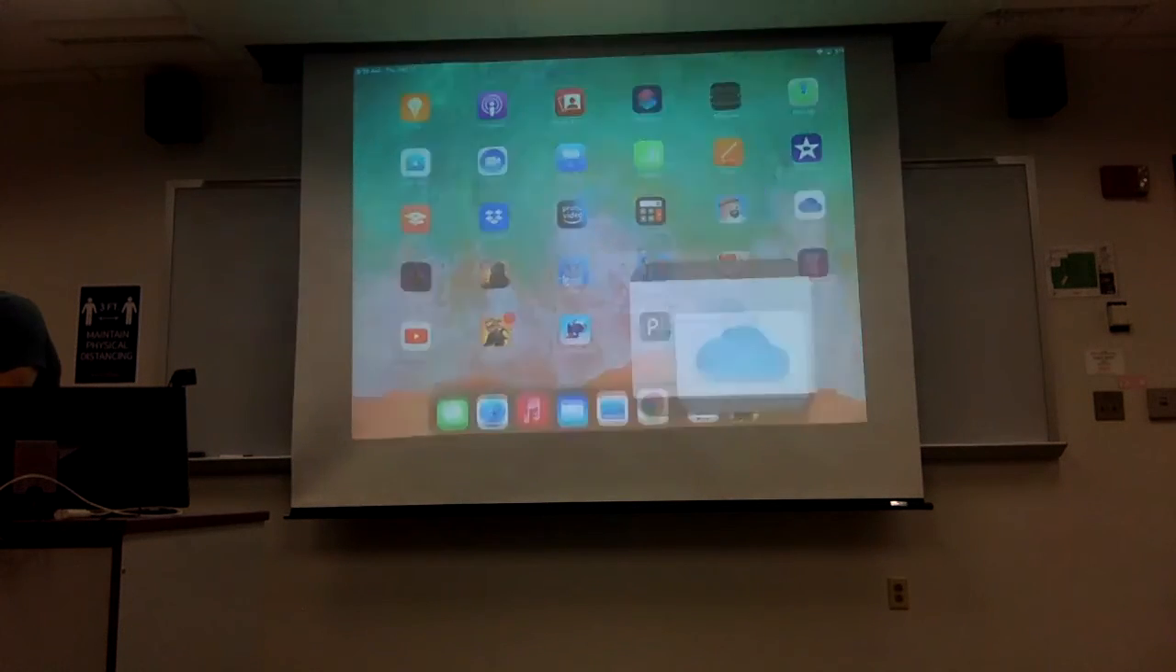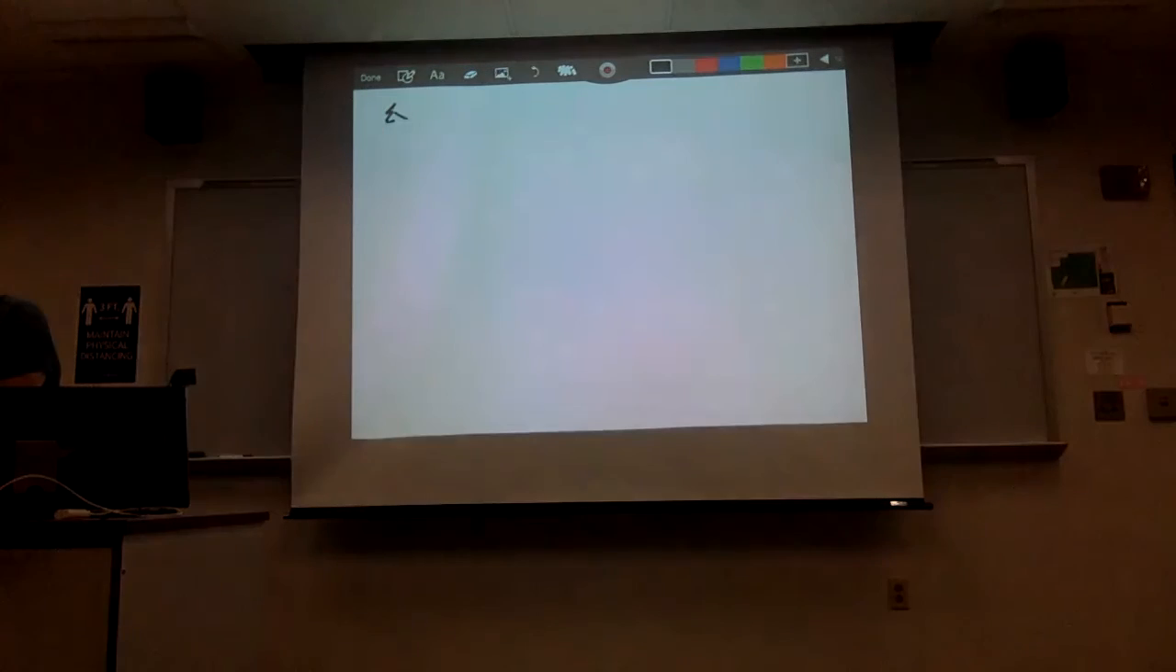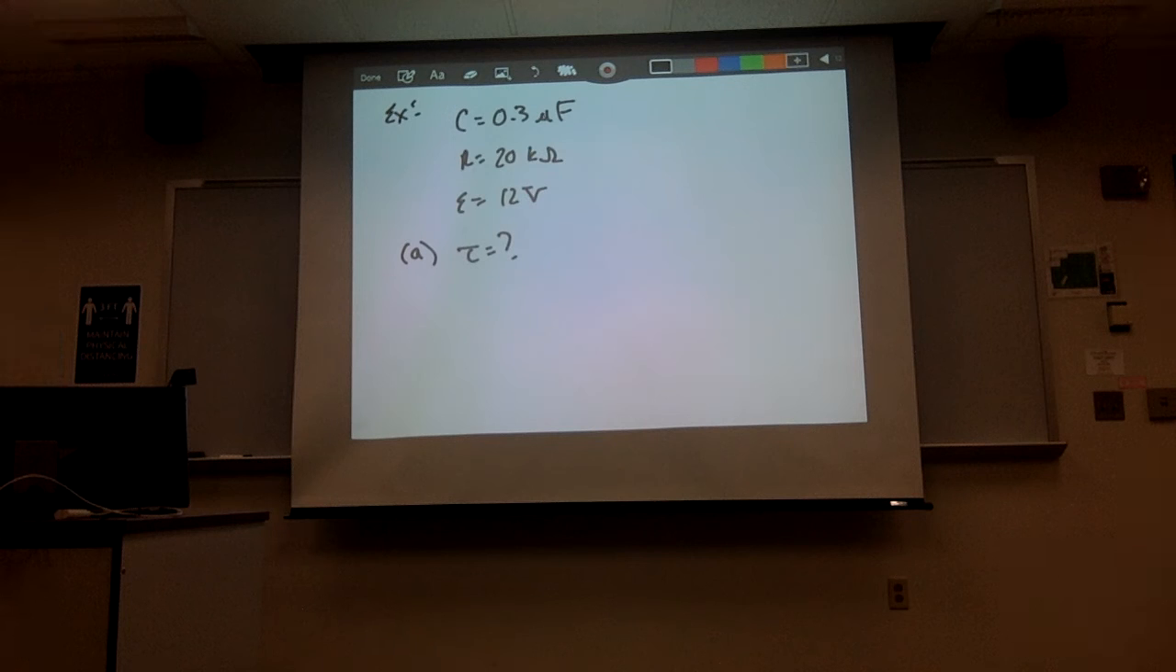So let's label all these things. Example. So we have the capacitance was equal to 0.3 microfarads. We have the resistance was equal to 20 kilo ohms. Then we have the EMF was equal to 12 volts. And then from here, we want to know as part A, what's the time constant?